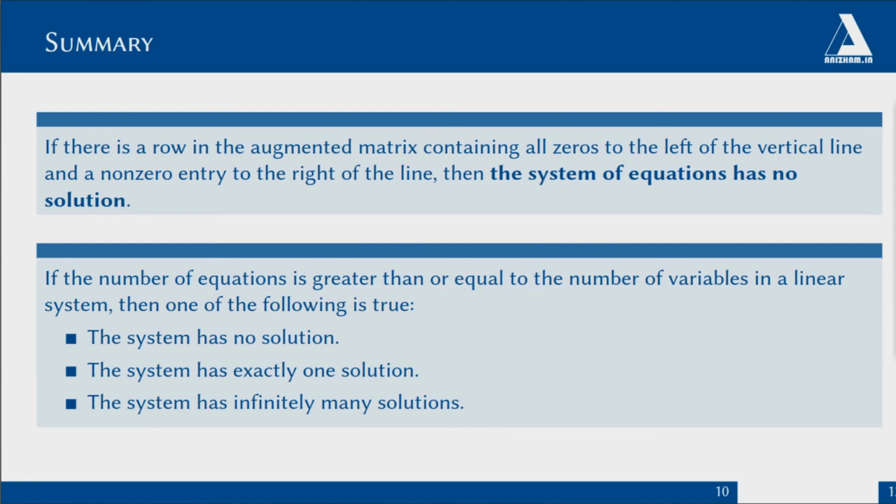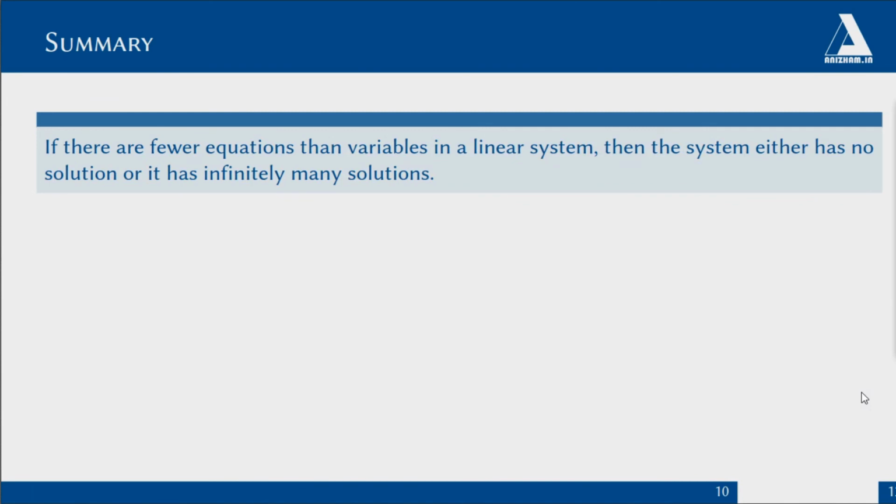If the number of equations is less than the number of variables, then most probably the system has infinitely many solutions or has no solution. That is, if there are fewer equations than variables in a linear system, then the system has either no solution or it has infinitely many solutions.